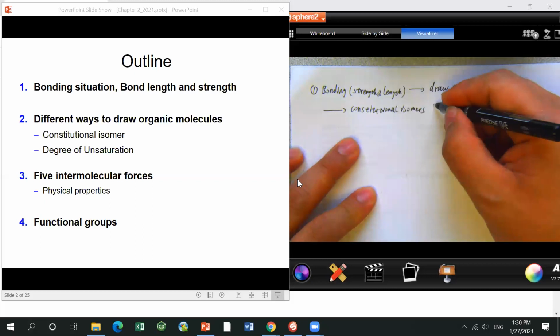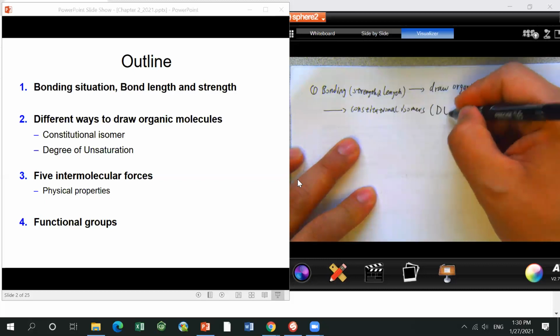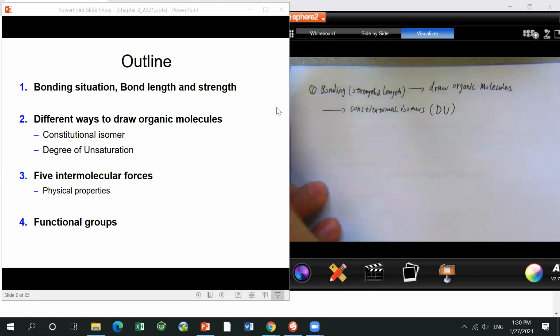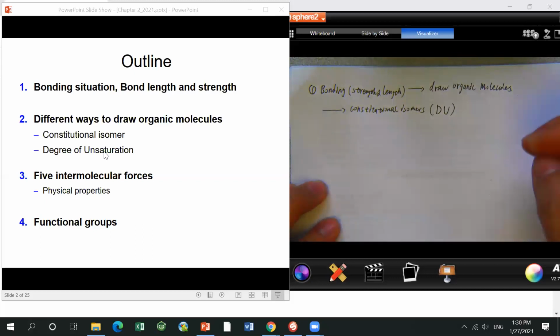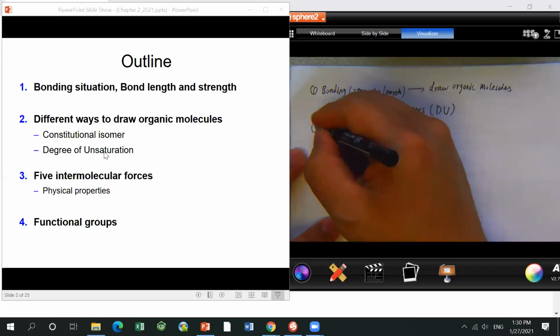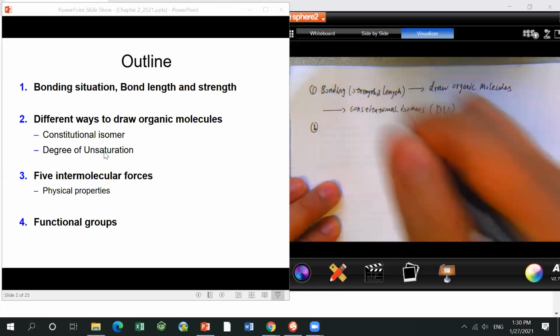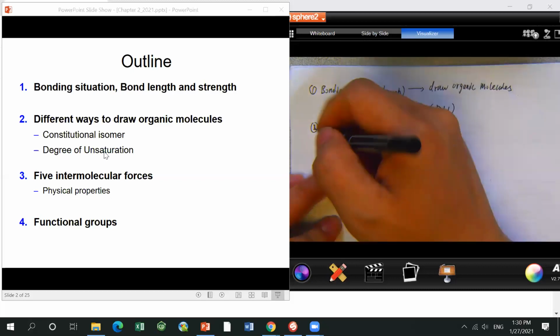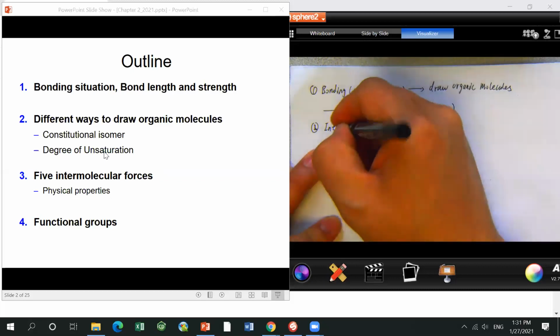During this part, we will also learn how to calculate the DU number, the degree of unsaturation. That tells you how many double bonds, triple bonds, and rings are in one molecule. The second block of knowledge is about intermolecular force.